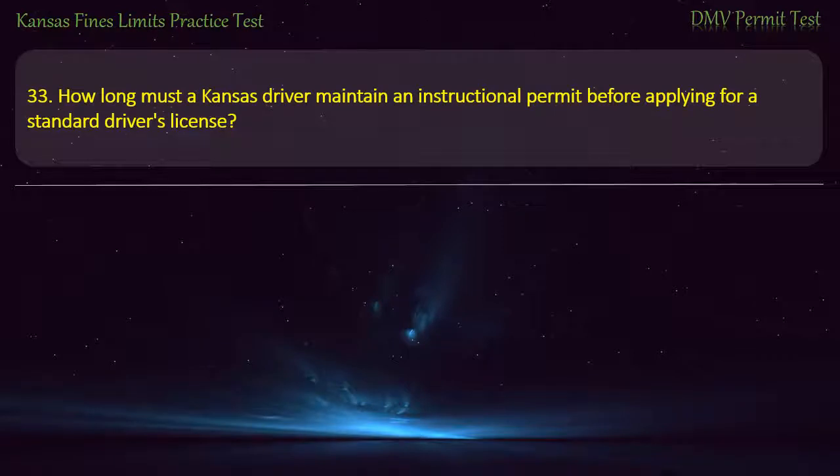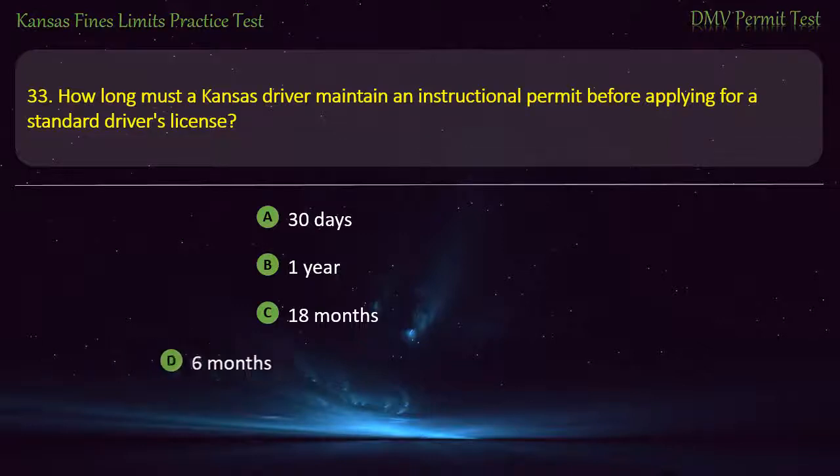Question 33. How long must a Kansas driver maintain an instructional permit before applying for a standard driver's license? 30 days. 1 year. 18 months. 6 months. Answer. 1 year.